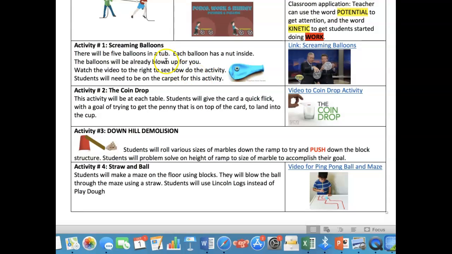First activity, screaming balloons. There'll be 5 balloons in a tub. Each balloon has a nut inside, like a little bolt. This is the nut that goes to a bolt. So inside those 5 balloons, there will be a nut in there. The balloon will already be blown up. And what you do is watch this video, and it will show you what to do. Instead of me explaining it, it's a lot easier for you to see it. And they will do some explaining that you can do with your students once you watch the video.